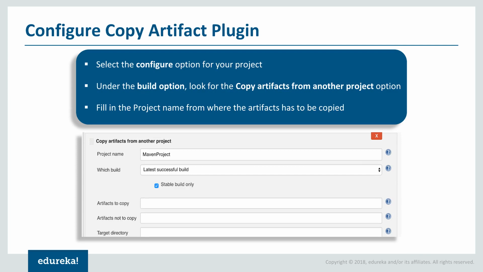Next is configuring the Copy Artifact plugin. In this case, you select the configure option for the project again, and under the build option, you need to look for copy artifact from another project. Remember one thing, when you install the plugin, you are not telling Jenkins which should go where, but Jenkins is smart enough to understand which one should be one of the build options and which one should be a post build option.